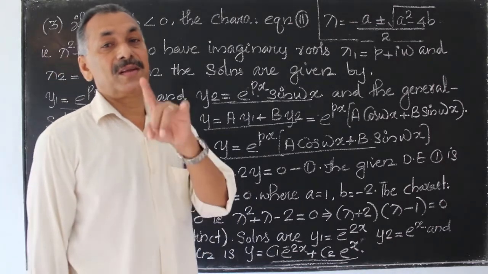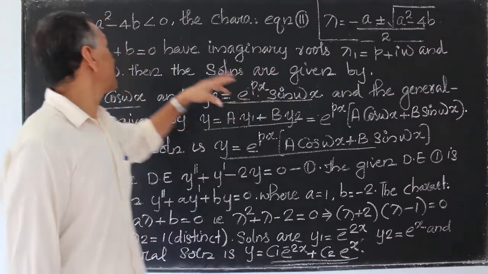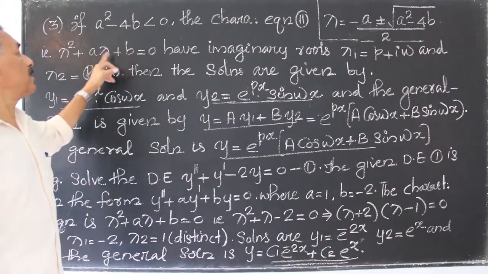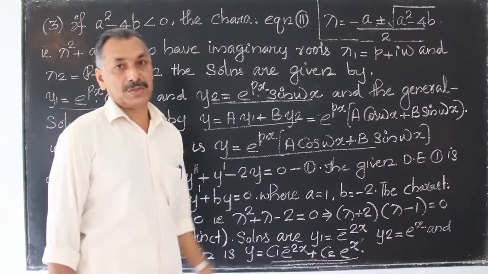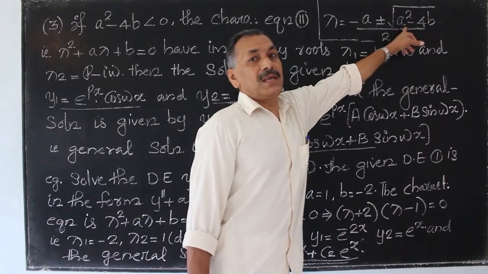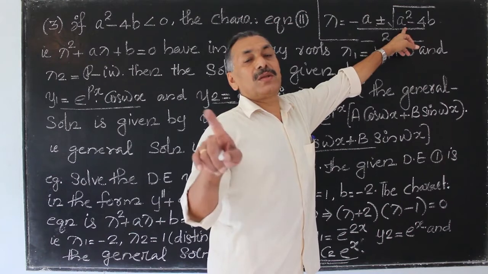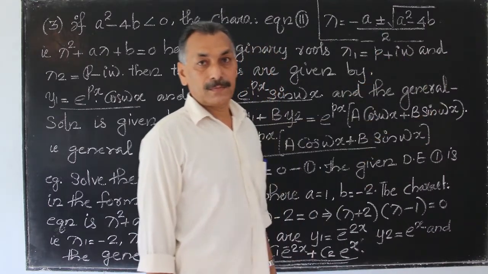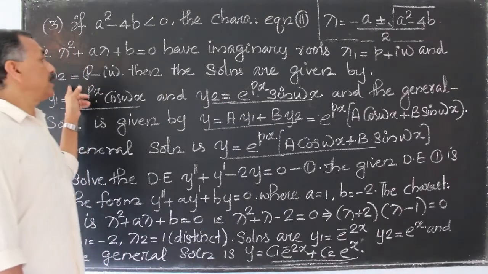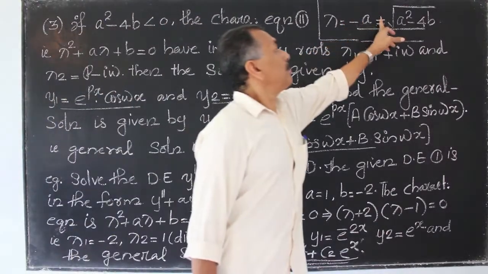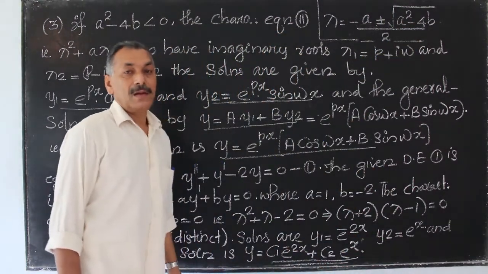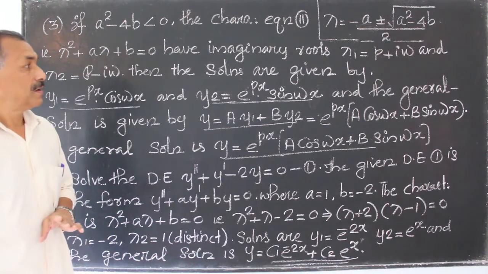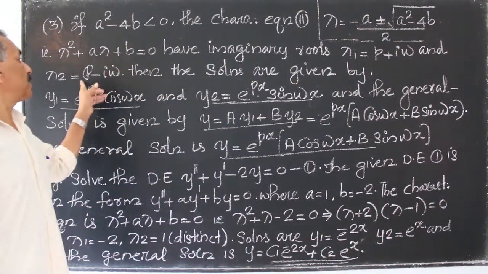Then third case, if the discriminant is negative, that is a square minus 4b is less than 0, then the characteristic equation lambda square plus a lambda plus b is equal to 0 has imaginary roots. The square root of a negative number involves the complex number i. The roots are lambda 1 is equal to p plus i omega, and lambda 2 is equal to p minus i omega, where p is equal to minus a by 2.